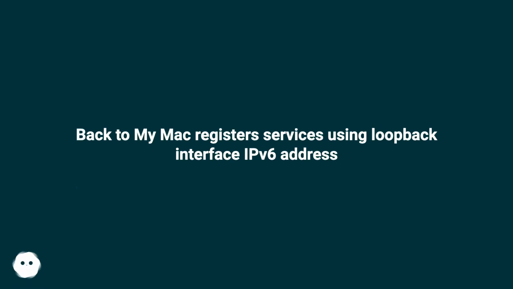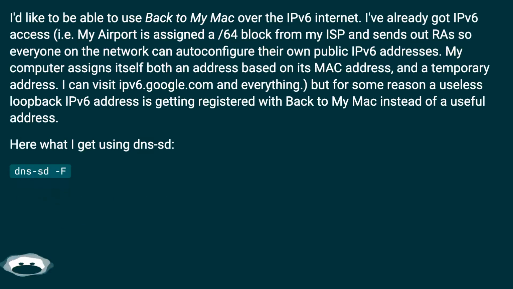Back to my Mac registers services using a loopback interface IPv6 address. I'd like to be able to use Back to my Mac over the IPv6 internet. I've already got IPv6 access, i.e. my AirPort is assigned a /64 block from my ISP and sends out RAs so everyone on the network can auto-configure their own public IPv6 addresses.